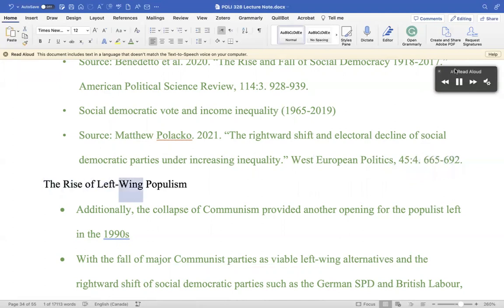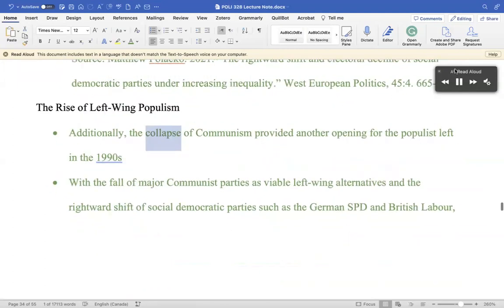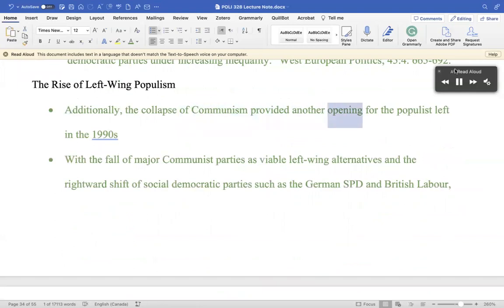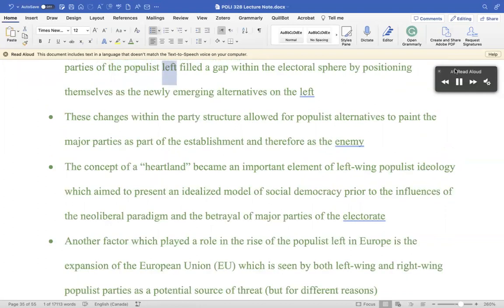The rise of left-wing populism. Additionally, the collapse of communism provided another opening for the populist left in the 1990s, with the fall of major communist parties as viable left-wing alternatives and the rightward shift of social democratic parties such as the German SPD and British Labour. Parties of the populist left filled a gap within the electoral sphere by positioning themselves as the newly emerging alternatives on the left. These changes within the party structure allowed for populist alternatives to paint the major parties as part of the establishment and therefore as the enemy.